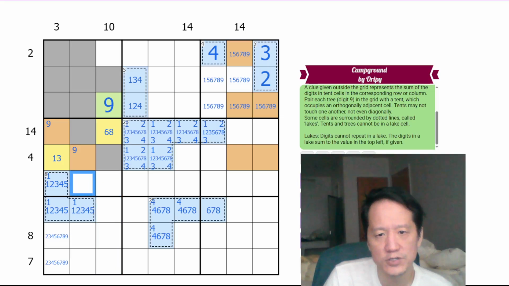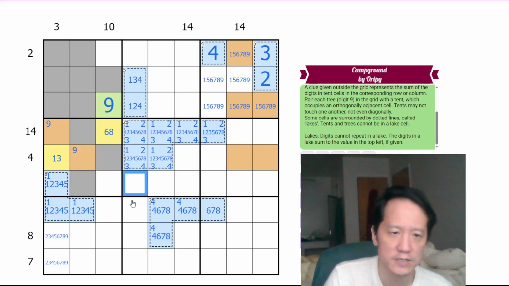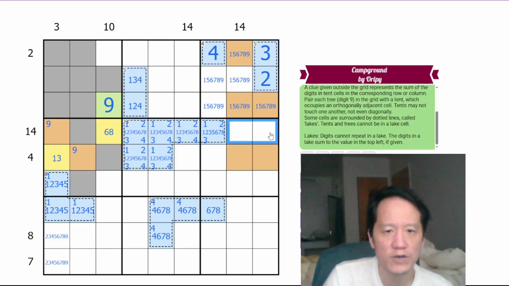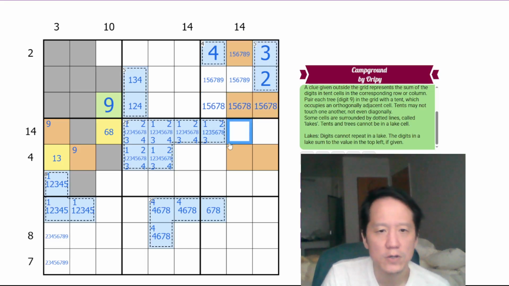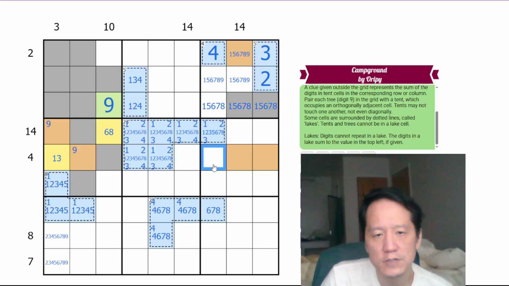This cannot be a tree or tent. This could be a tent as long as the 9 is here. We have a tent here. 9 cannot be here. So this can't be either a tree or a tent.